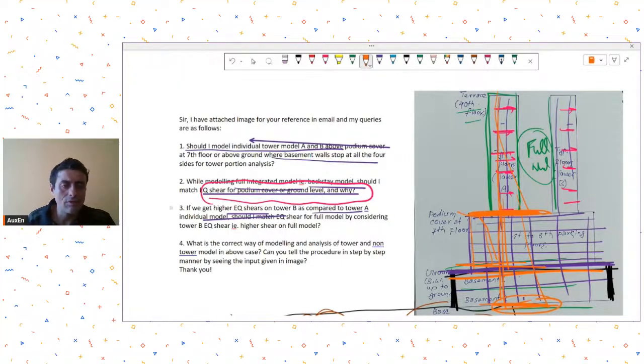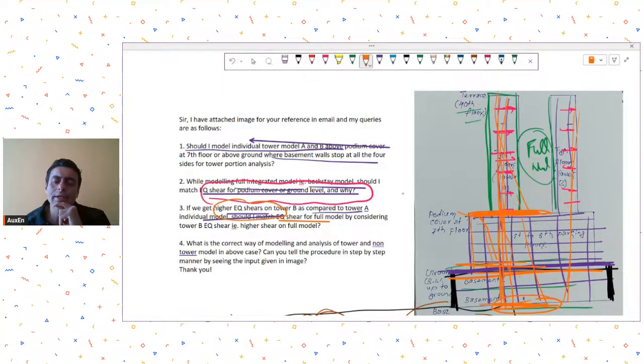Then he is asking, if we get higher EQ shears on tower B as compared to tower A, should I match EQ shear for the full model by considering tower B? No, no, individually you should try and match the shears. So for this model, you will get some shear force distribution. For this model, below the elements, you will get some shear force distribution. But individually you will not be able to match. That's what you're saying.